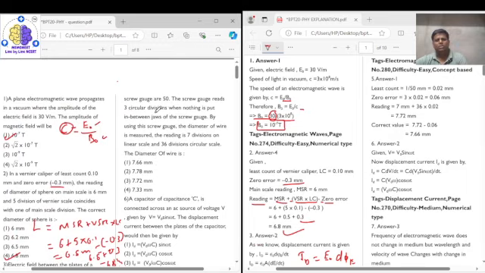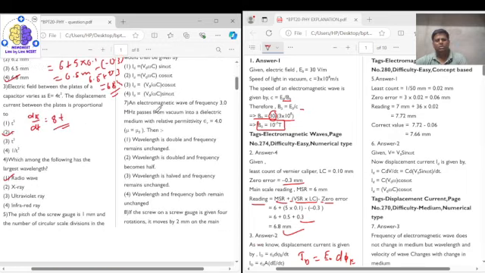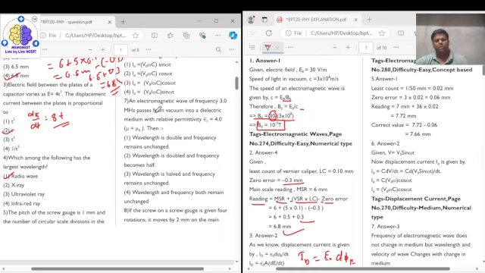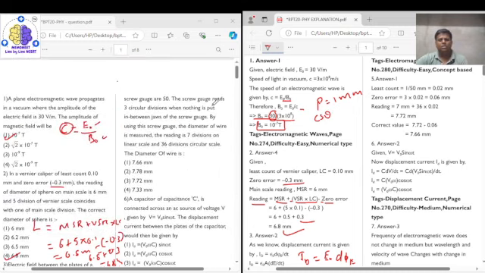Now coming to your question number 5. The question says that the pitch of a screw gauge is 1 millimeter. So what they have given to us is that the pitch is 1 millimeter, and the number of circular scale divisions in the screw gauge is 50.